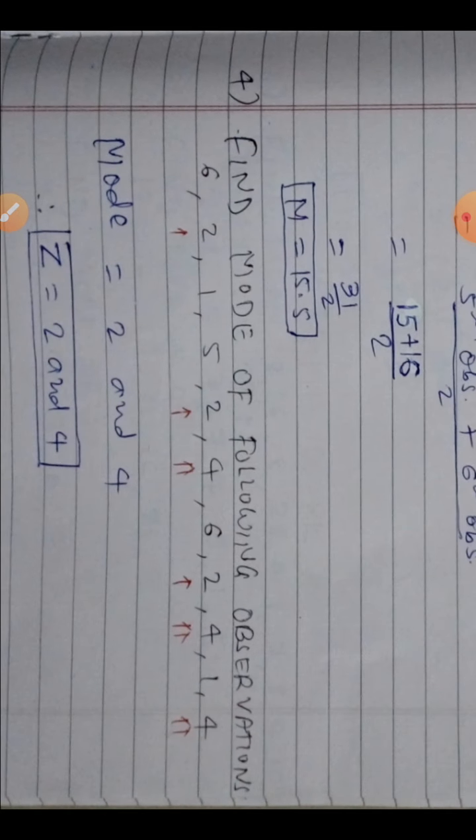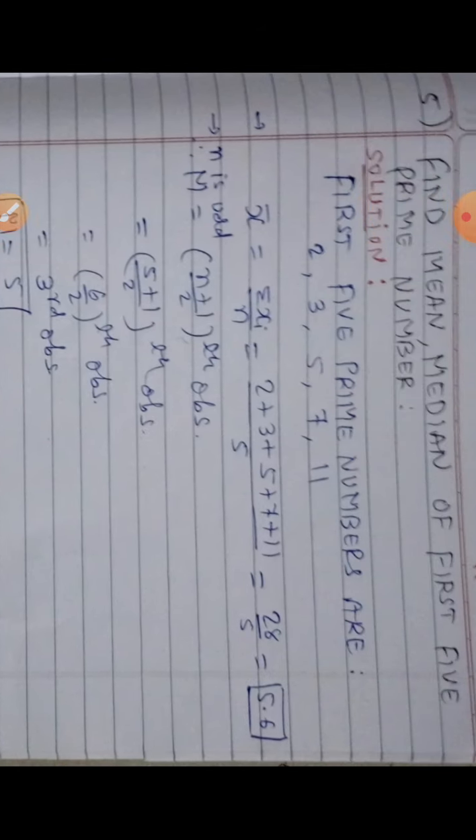Sometimes no mode, sometimes one mode, sometimes two modes, sometimes more than 2 modes. That is dependent on the data only. So there is no calculation, no method, no formula in finding mode. Just observe and pick out that number which is the most repeating number.